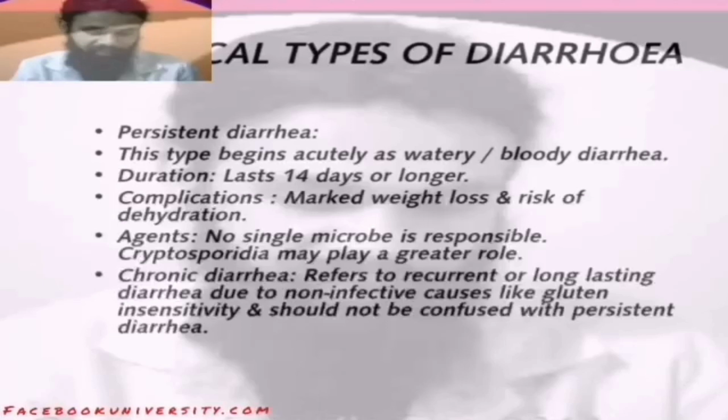Third type is persistent diarrhea. This type begins acutely as watery or bloody diarrhea. Duration lasts 14 days or longer. Complications: marked weight loss and risk of dehydration. Agents: no single microbe is responsible. Cryptosporidium may play a greater role.